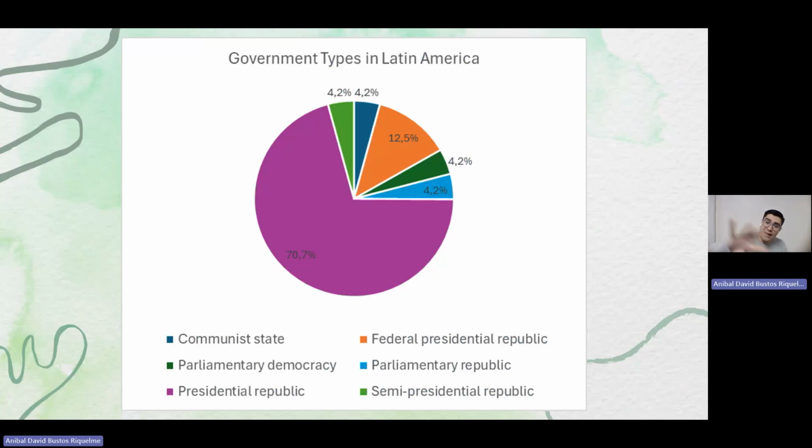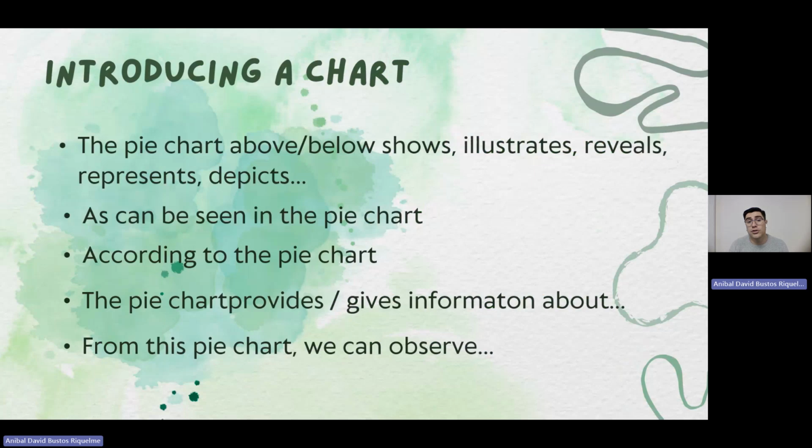And we can see that we have some numbers or some percentages. The question is now, how do we describe this type of graph, this pie chart? I'm going to present a few examples of expressions that you can use to describe this chart. Generally, if we introduce a chart, we will start with expressions like this.